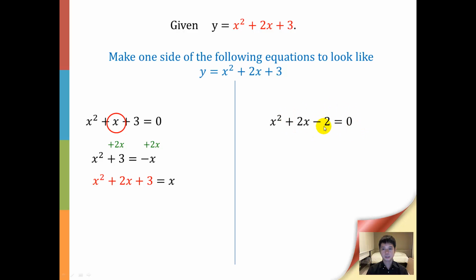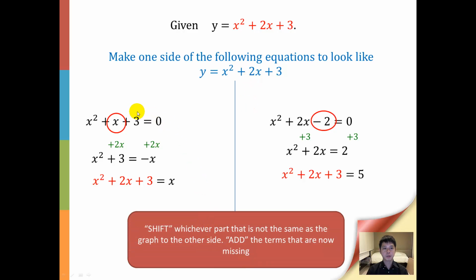Next, you notice that the negative 2 here is different from the equation of the curve, and hence you remove it by adding 2 on both sides. To make this side the same as the curve, we will need to add back 3 on both sides, and we will get this. And once again, the left hand side now looks the same as the equation of the curve. In order to do this, we will always shift whichever part is not the same as the graph to the other side. And then we will add the terms that are now missing, so that one of the sides will look exactly the same as the equation of the curve.